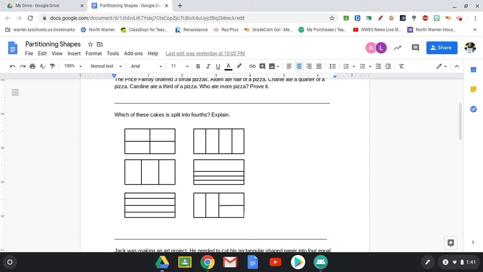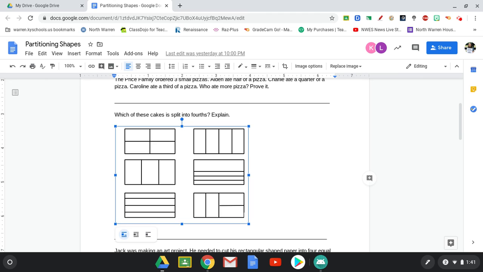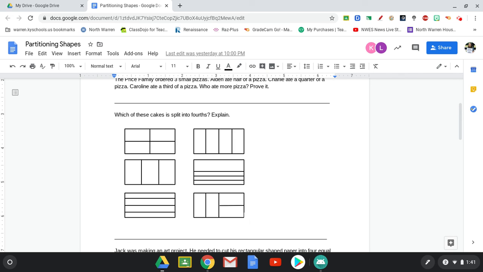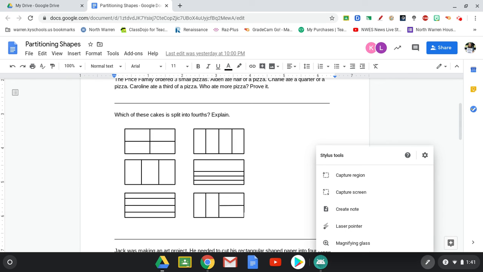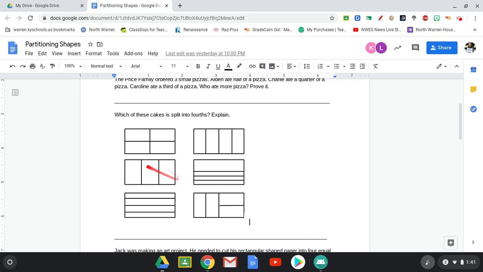Now, looking at all of these rectangles, I only see one that's split into thirds. That's going to be this one right here. This one right here is split into thirds. I have 1, 2, 3 equal parts. This one has 4 equal parts. This one has 4 equal parts. This one has 4 equal parts.